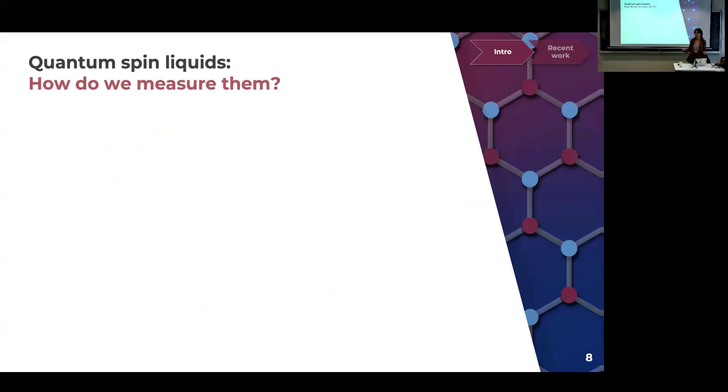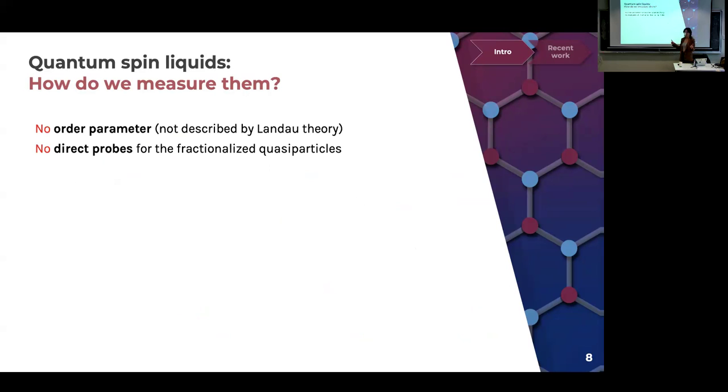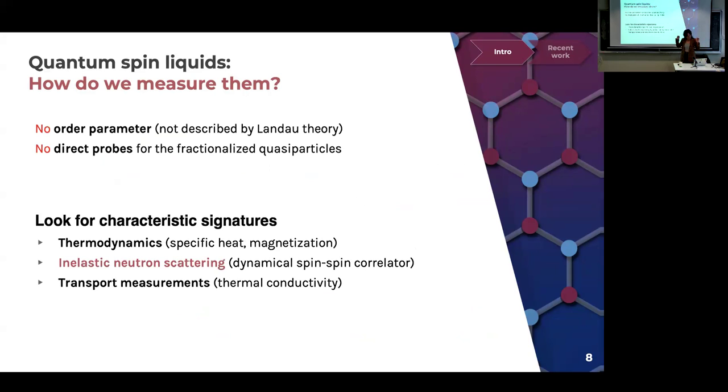How do we actually measure them and detect them in real materials? Unfortunately, there's no order parameter because it's not described by Landau theory. And there are no direct probes for the fractionalized quasi-particles. And so we have to resort to looking for characteristic signatures in many different measurements and combine them together and make a story so that we can form a more complete picture. And that's the only way that I know how to detect a quantum spin liquid. So in this talk, I'm going to be mostly focusing on the inelastic neutron scattering probe.